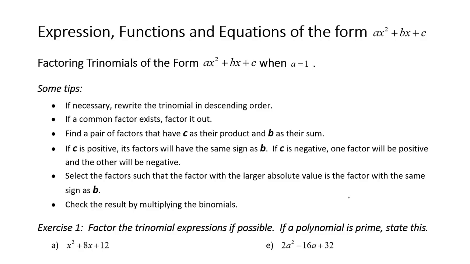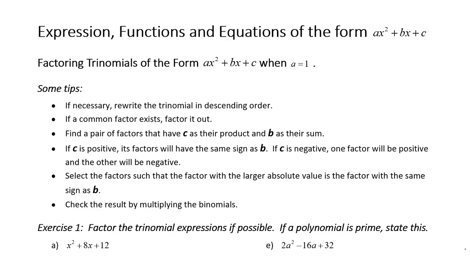So here, let's go. We have some tips for you here. If necessary, rewrite the trinomial in descending order. If a common factor exists, factor it out. Find a pair of factors that have c as their product and b as their sum. If c is positive, its factors will have the same sign as b. If c is negative, one factor will be positive and the other will be negative.